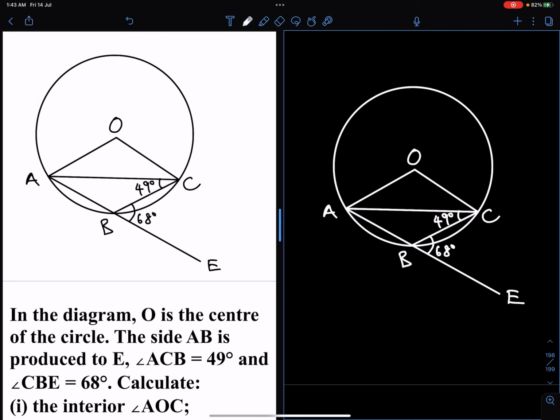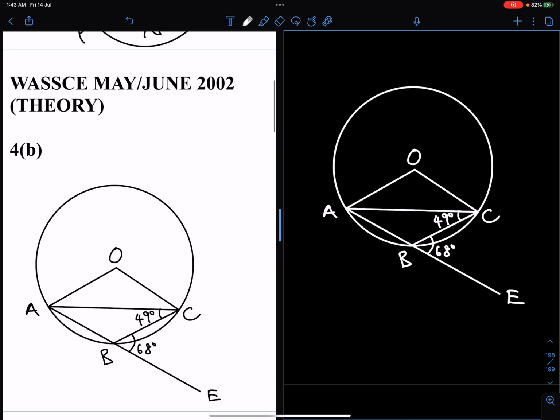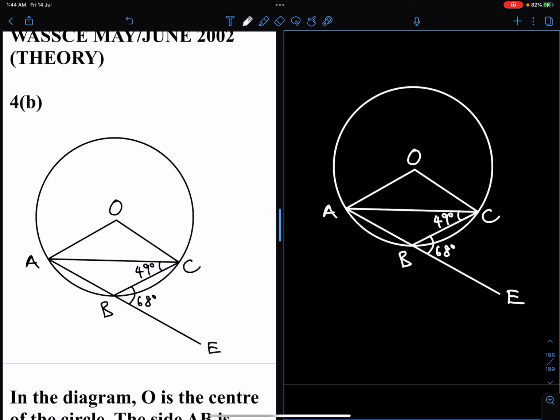Now we go straight to the next one, and that's year 2002. There was no question on circle geometry in paper 2 in year 2001. Now, in 2002, it was question 4B. Question 4B. And what's the question?